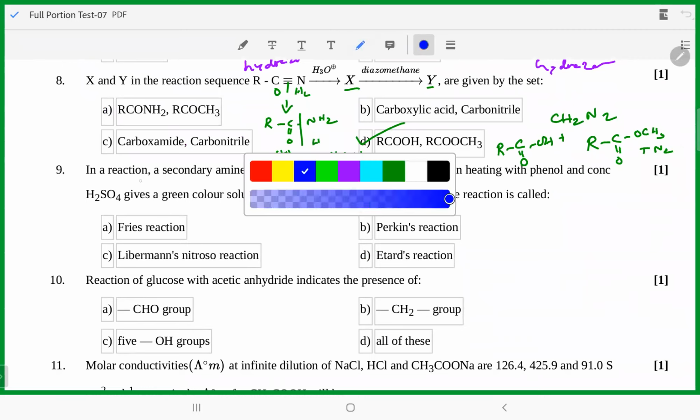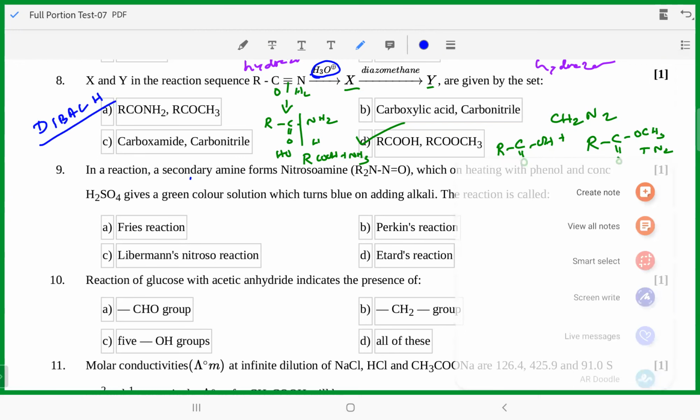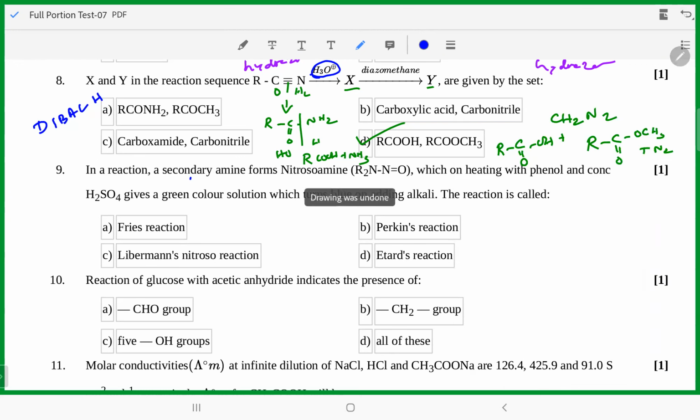Sir, in reactions with secondary amine... Yes ma. Sir, but in conversions, if we need the amide, we can use this concept. Instead of H3O plus, they will give some other reagent that will stop it at the amide also. Okay, your question is correct.